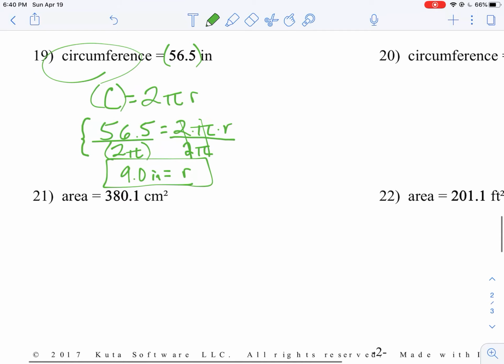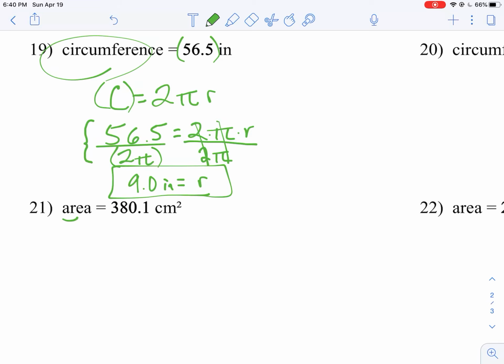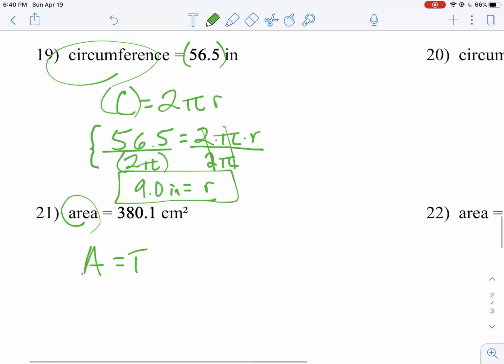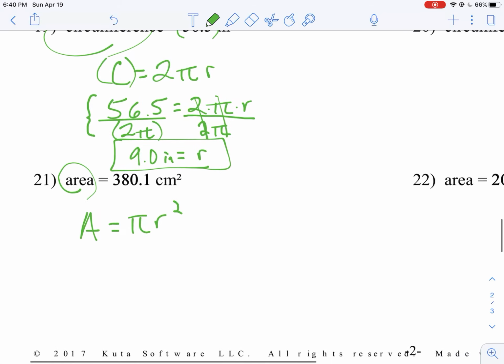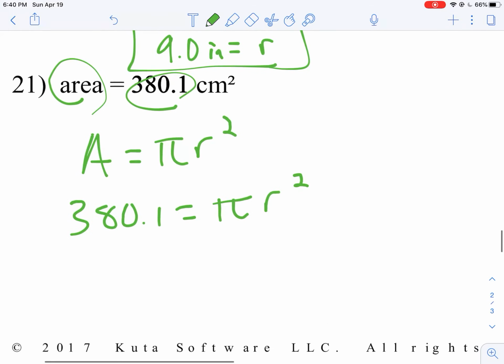Okay, so that'll be for that one, and then obviously for 21, oh, I guess I got to do 21 as well. Okay, so we're given the area this time, so we're going to use the area formula. Area equals πr squared. Okay, but I know the area is this, so I'm going to fill it in. Area equals πr squared. So now what you have to do is first divide out the π. Okay, but what you do to one side, you have to do the other. So I do 380.1 divided by π.